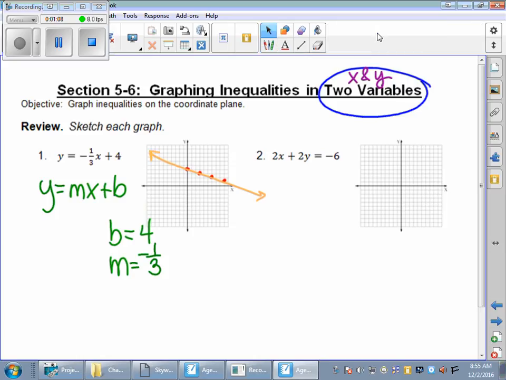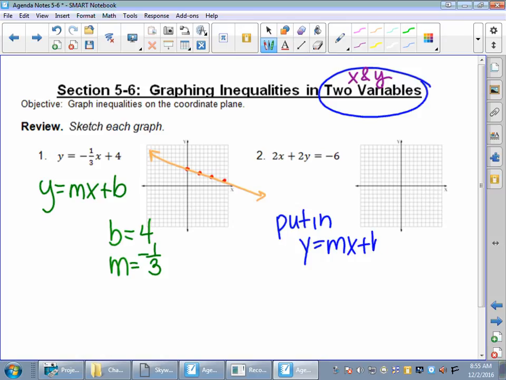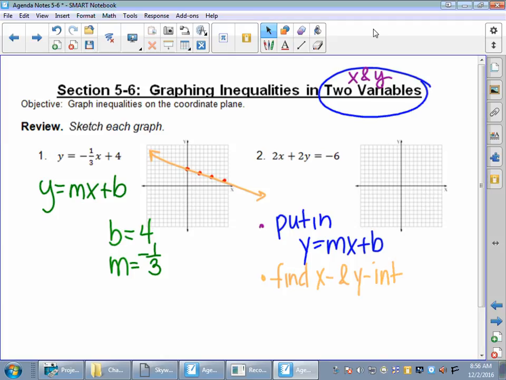We're going to do that in this section, 5-6, only this time around, we're going to throw an inequality in there instead of the equal sign. If you notice in problem number 2, 2x plus 2y equals negative 6, not in mx plus b form. So you've got a couple options. You could put it in y equals mx plus b. You could also find the x and y intercepts if you remember how to do those. That would be a good way to do this as well. So either one of those would be good ways to graph it. Hopefully you remember all that from chapter 4, but this is what we're going to have to do.